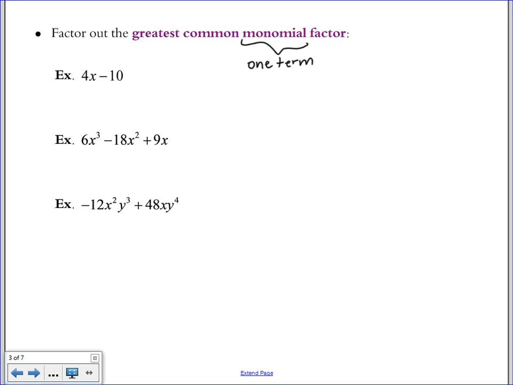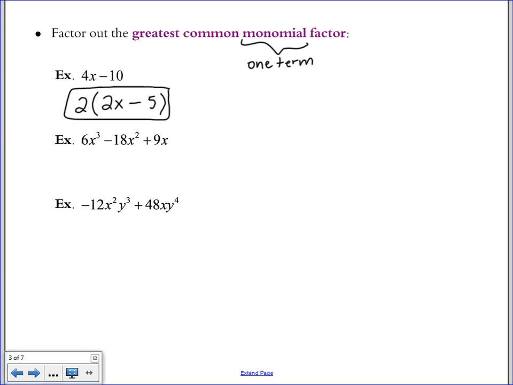So in the first example, we have 4x minus 10. The greatest thing that we can factor out from both of these terms is the number 2. So you'll factor out the 2 and show it in front of the parentheses, which is where it would be before it got distributed, and then divide each of the terms by 2, because the opposite of distributing is dividing. So 4x divided by 2 is going to give us 2x, and minus 10 divided by 2 will give us minus 5. And that's the factored version of 4x minus 10.